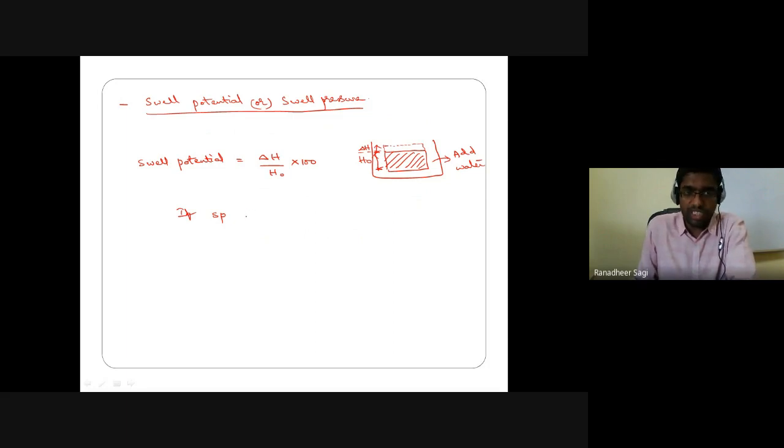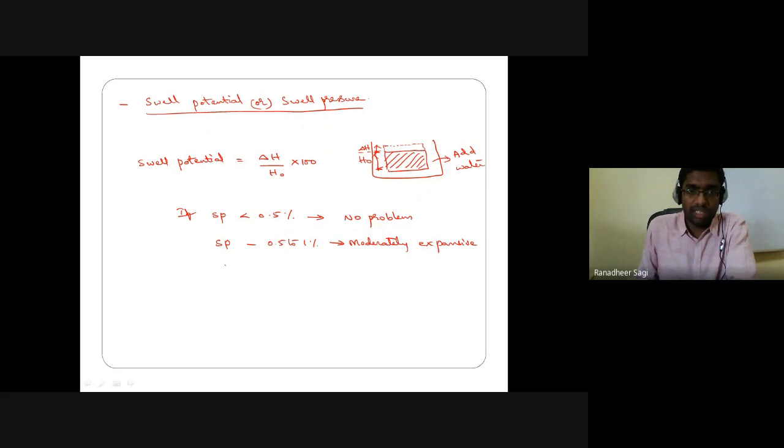If this swell potential value of that particular soil is less than 0.5%, we say that particular soil is not at all a problematic soil. In case the swell potential value is somewhere between 0.5 to 1%, then we say that particular soil to be moderately expansive, or rather moderately problematic soil.